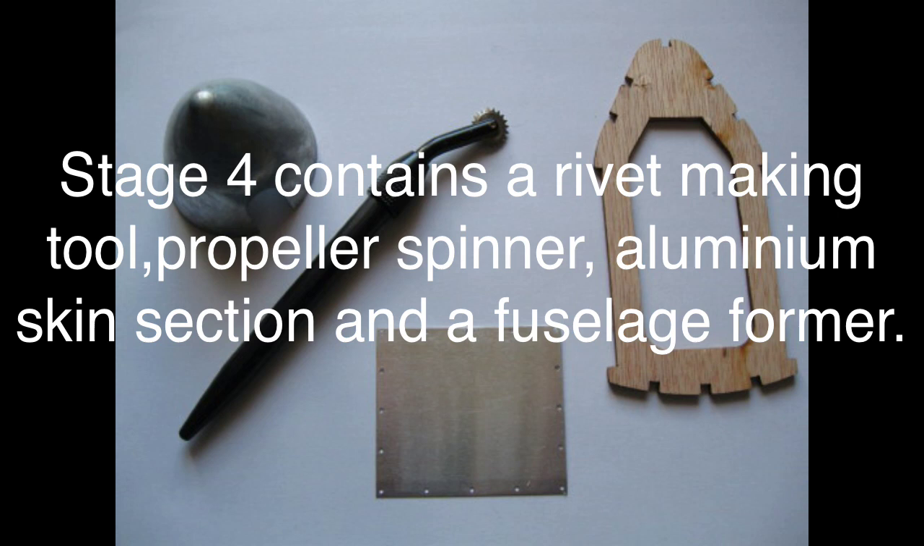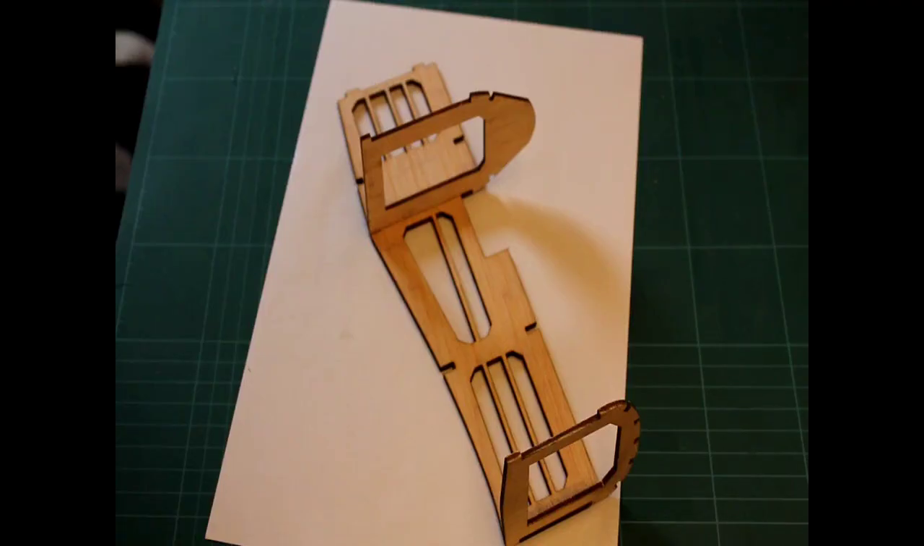Welcome to stage 4, and in this stage we get the rivet making tool, the propeller spinner, an aluminium skin section and the fuselage former.